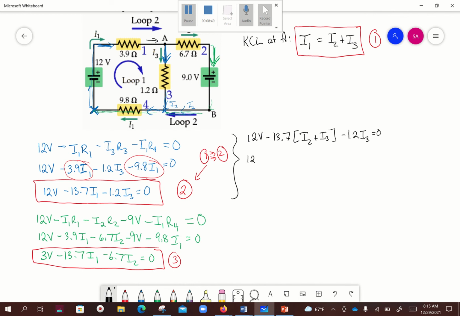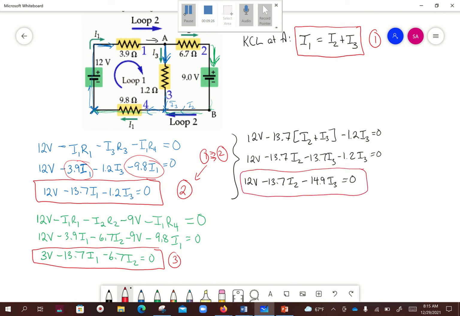So I got 12 volts minus 13.7 I2. I'm going to distribute those terms. Minus 13.7 I3 minus 1.2 I3 equals 0. And then I'm going to combine those two I3 terms. So 12 volts minus 13.7 I2, minus 13.7 and 1.2, so it's going to be minus 14.9 I3 equals 0. Okay, so there's a new equation. I'm going to refer to all these equations as we simplify. So let me call that equation 2a.